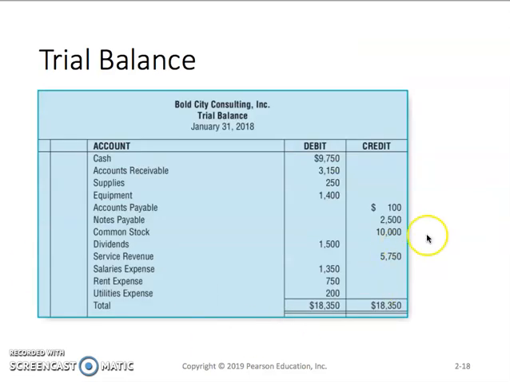So the other thing to look at for the trial balance here is that these numbers at the bottom match. If they don't, then you've got a problem. You've got to go back and figure out, you must have missed entering something into either the journal, or you've missed entering something on the T accounts, okay?